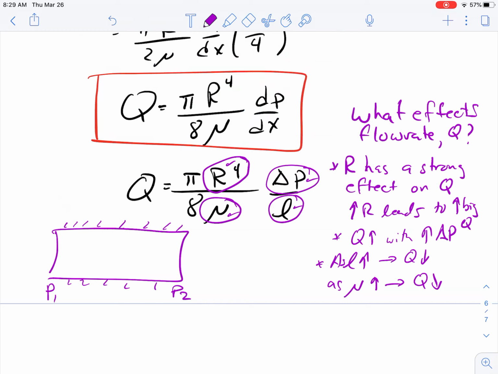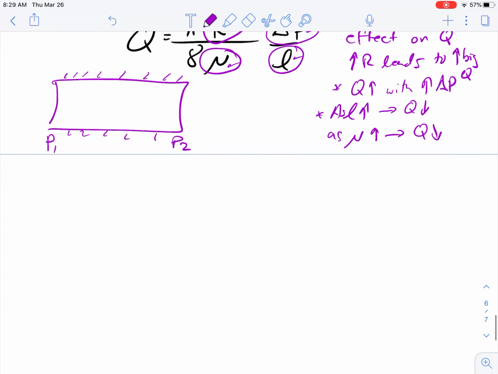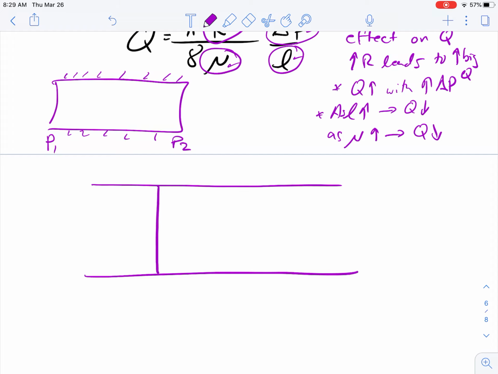Now, we've been talking mostly so far about laminar flows, and we know now that a laminar pipe flow between two walls, we've just derived, is going to have this nice, beautiful quadratic profile. It's a parabola.